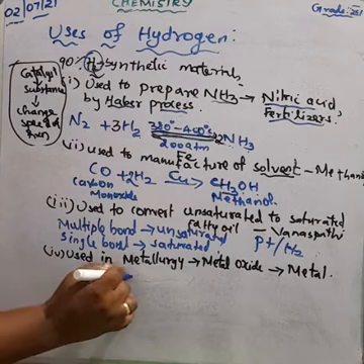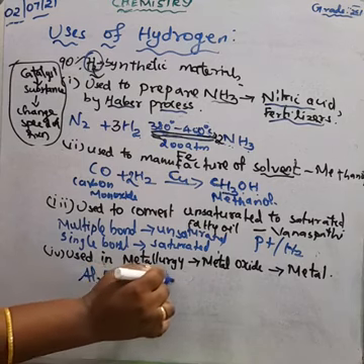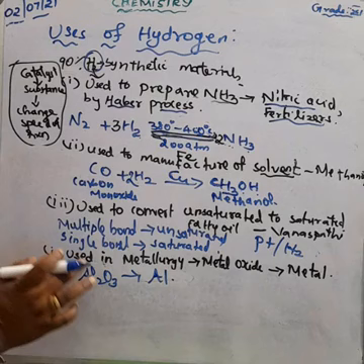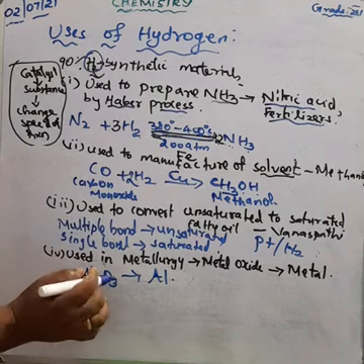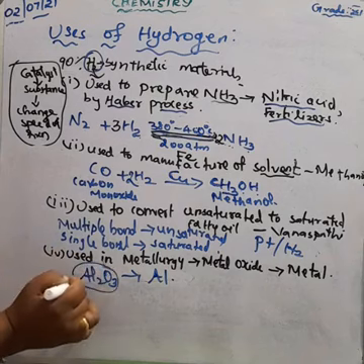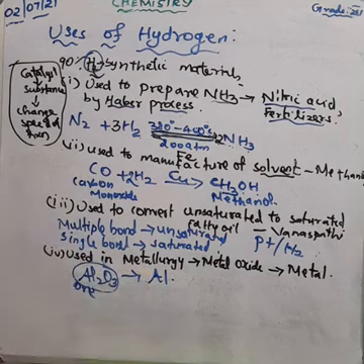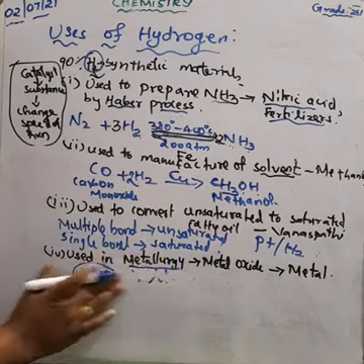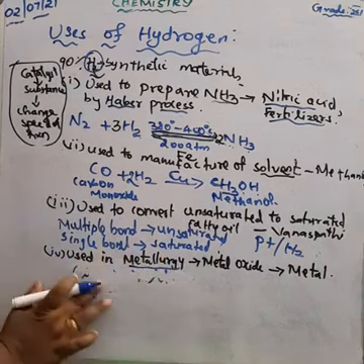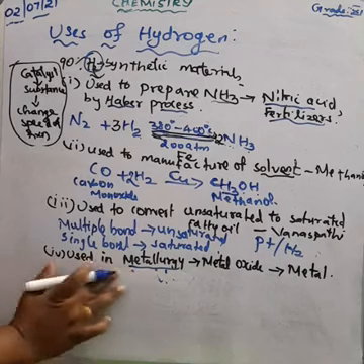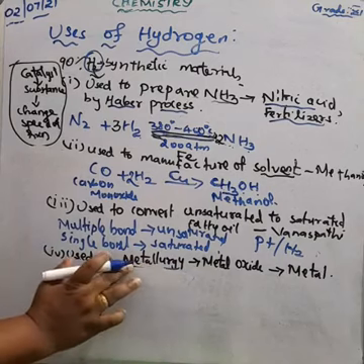We are getting the aluminium from our earth crust. We get its ore, so we have to separate the metal from its ore. This is called metallurgy. In metallurgy, we can use hydrogen to reduce metal oxide to metal.